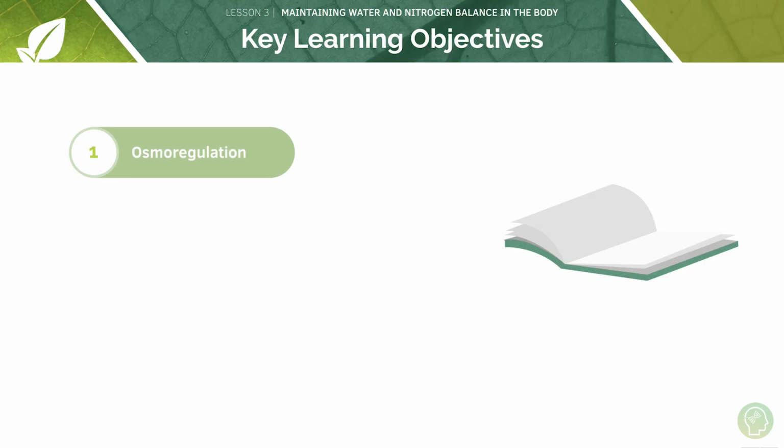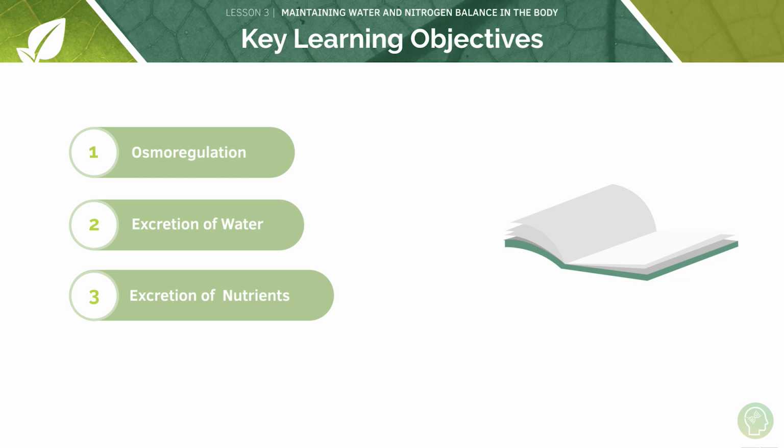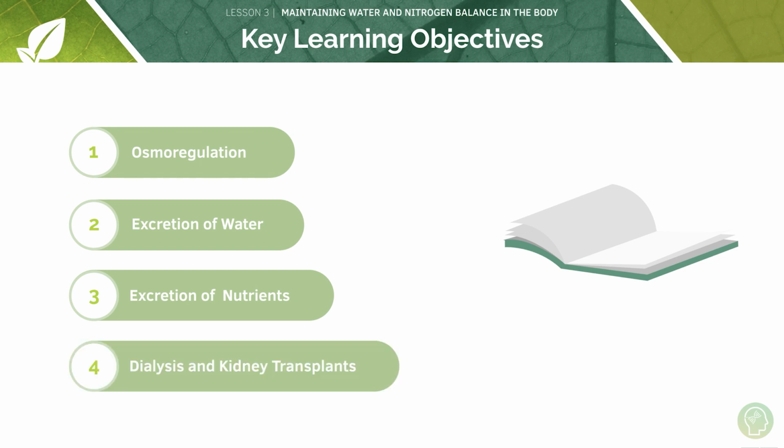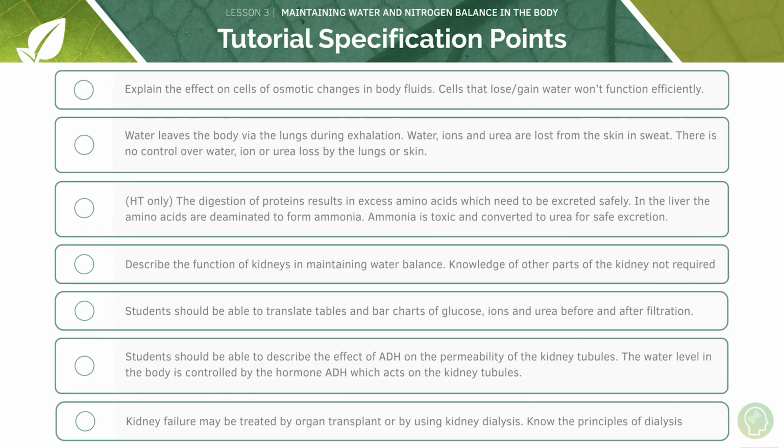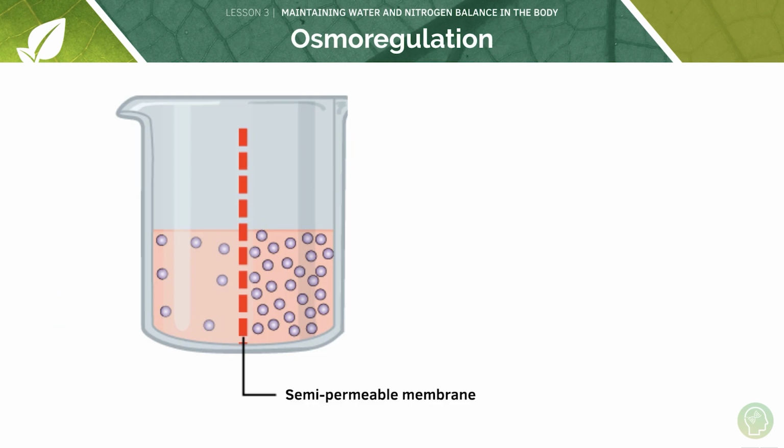First off we'll start by looking at osmoregulation. Then we'll have a look at how exactly we excrete water and nutrients from our blood. And since this all involves the kidneys, we're then going to have a look at this in the context of disease, so in the context of kidney failure and how we can then treat this. So first of all, let's have a look at osmoregulation.